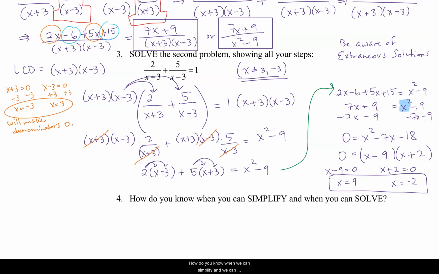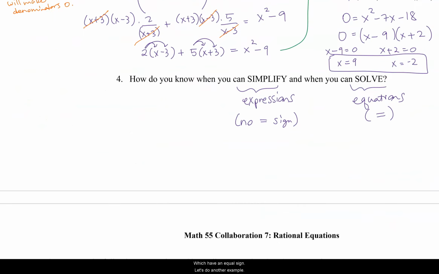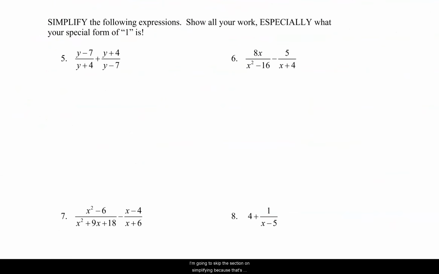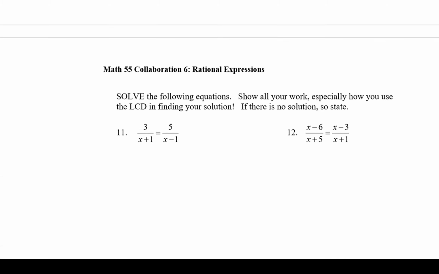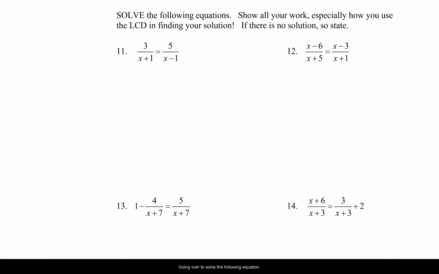How do we know when we can simplify and we can solve? We simplify expressions, and expressions have no equal sign, and we solve equations which have an equal sign. Let's do another example. I'm going to skip the section on simplifying because that's really what we did before. So let's skip those. I'm going over to solve the following equations. I'm going to do the ones on the left, and I'll let you work on the ones on the right on your own. You can always go to the OneNote and check your answers and make sure that they are good and show all our work.